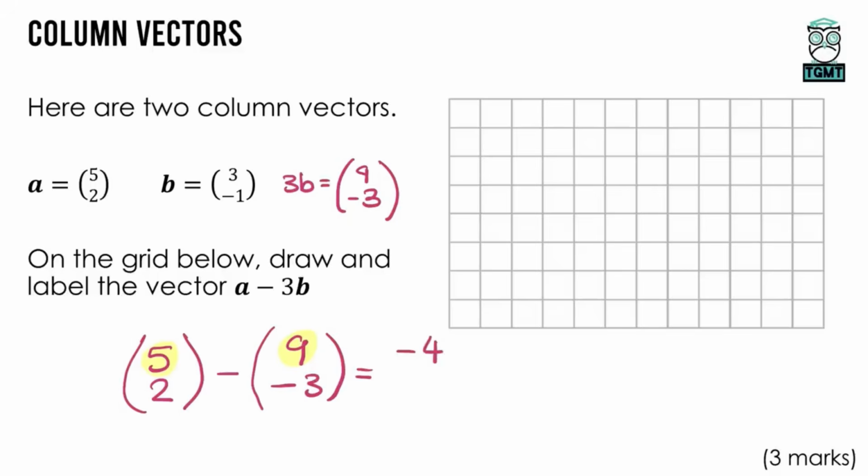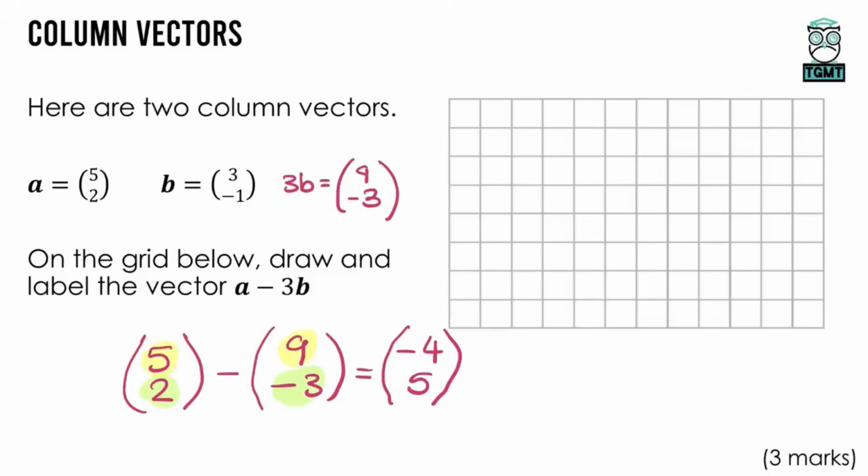On the bottom, we obviously have 2 different numbers, but I'm going to look at those together. So 2 take away negative 3. I can just type that into the calculator as well. I don't need to worry about that double negative. 2 take away negative 3 is positive 5. So this vector here actually means left by 4 and up by 5.